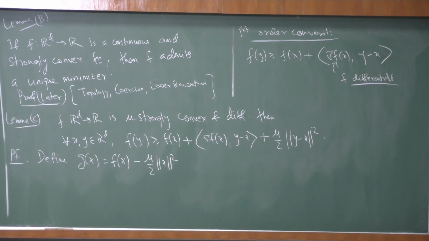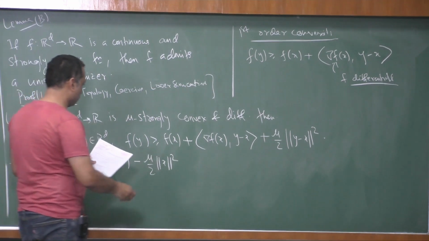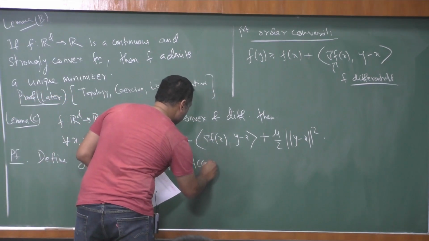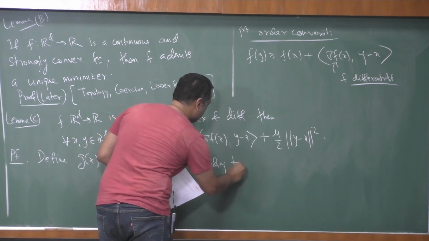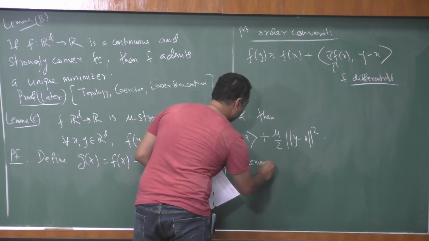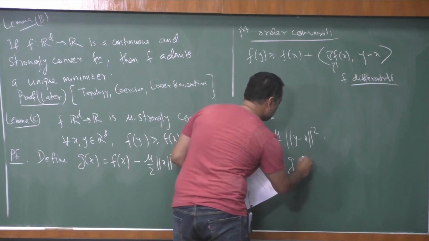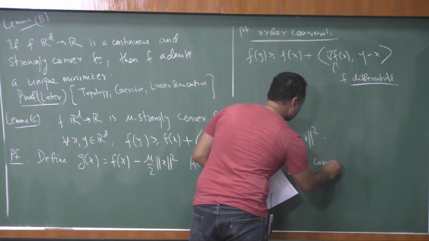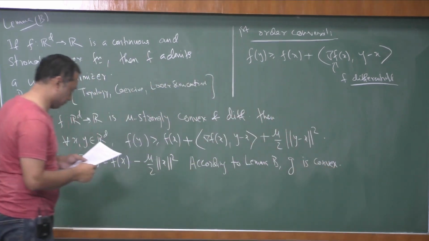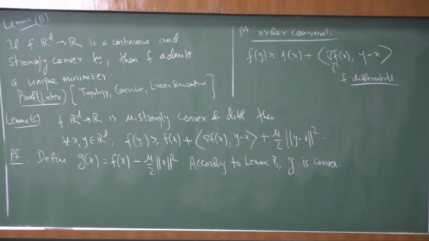Okay. There will exist some g according to this, which will be convex. So g will be necessarily convex. According to lemma B, g is convex, not strongly, but convex. And it is also differentiable, so we can have the derivative as well.